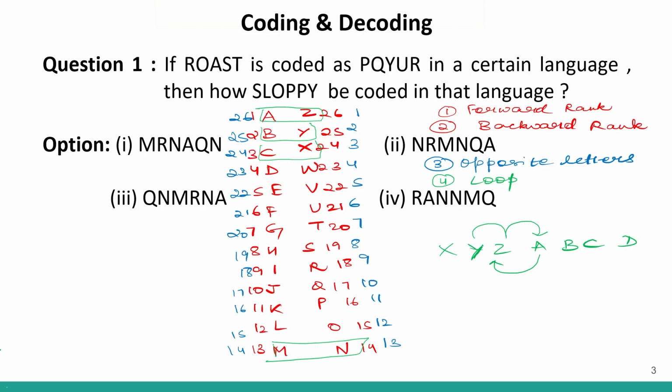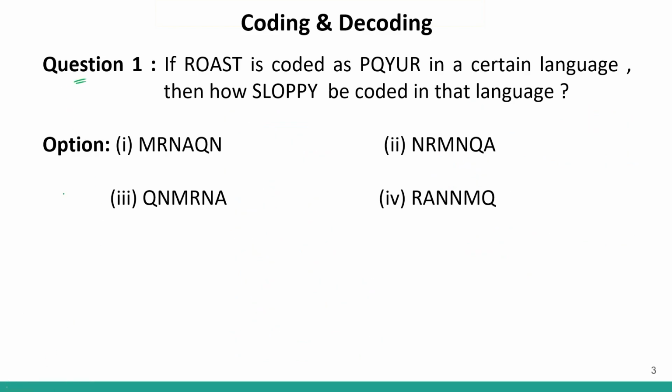So let us start with question number 1. In this question, we are given that in a certain language, ROAST is coded as PQYUR. We have to find the code for SLOPPY. So first thing would be to write ROAST and its code, PQYUR, one below the other.